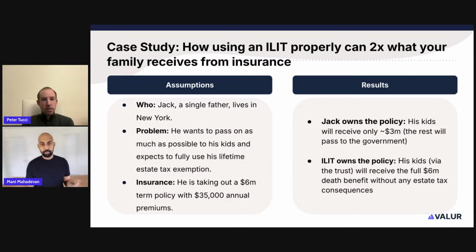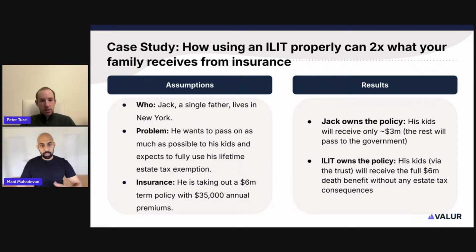So really there are two scenarios: he can own the policy himself, or he sets up an ILIT and has the ILIT own the policy. Let's assume he passes away during this term. If he doesn't pass away, obviously he doesn't want to, there's no financial implications here. But if he does pass away during the term, that $6 million policy does pay out. And even though it's the same life insurance policy that pays out the same $6 million, there are very different financial implications for Jack's estate and his kids based on whether he owns it or his ILIT owns it.